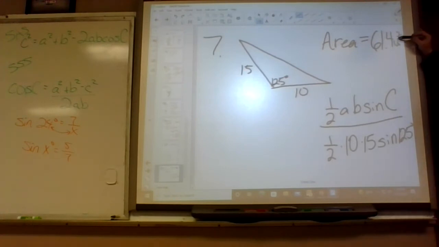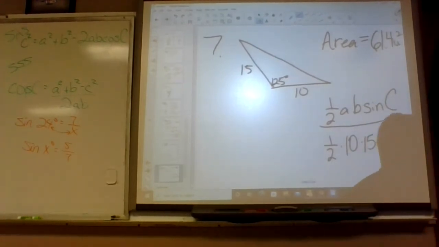You guys remember how to label areas? Units squared. Yes, sir. Centimeters squared.